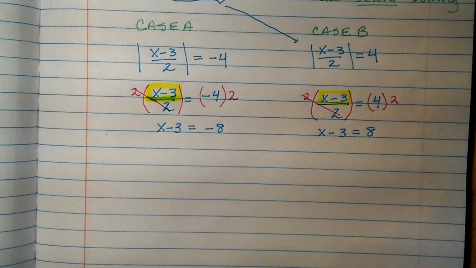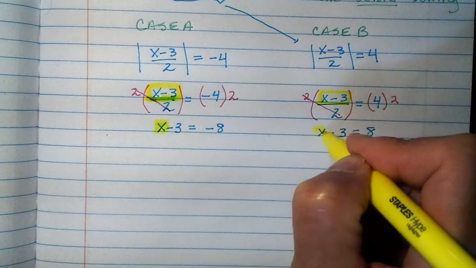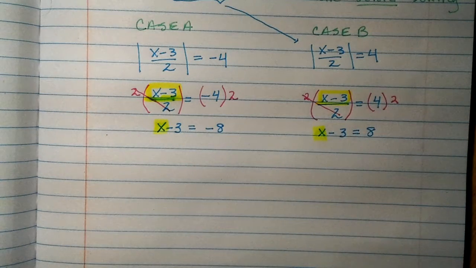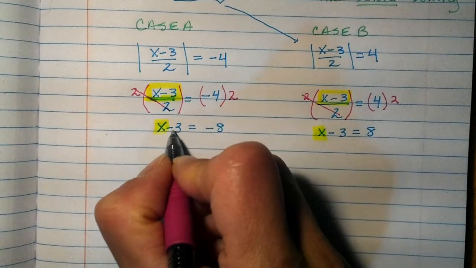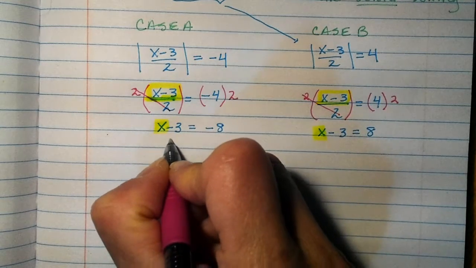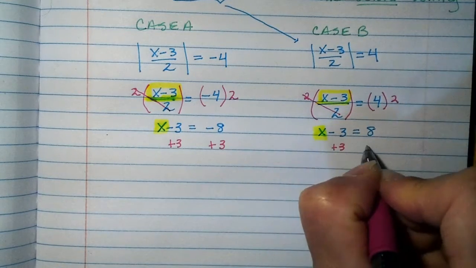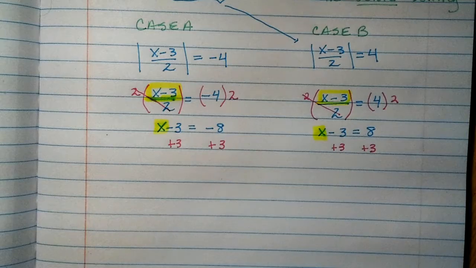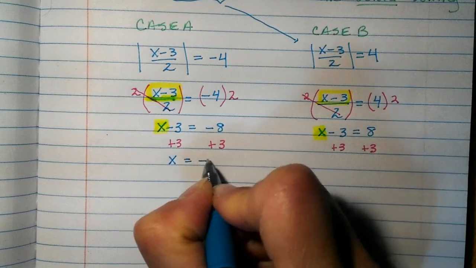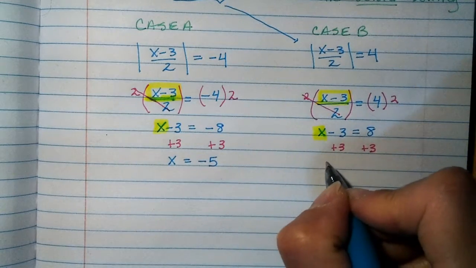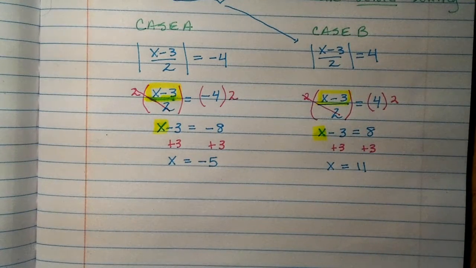Now my x is broken out of any grouping on both sides. It's alone. So what's happening to the x? The x has a negative 3, which is being subtracted from x. So I can add 3 to both sides, and I can do the same thing here. When I add, I have x is equal to negative 5, and here I have x is equal to 11. So those are my solutions.